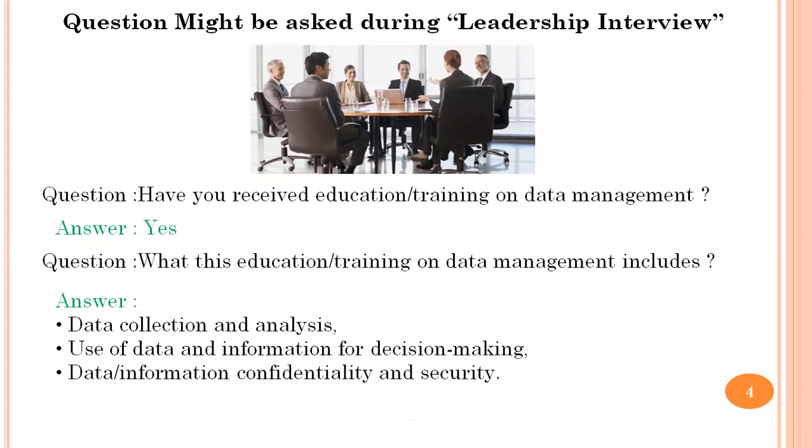Questions might be asked during the leadership interview. Question: have you received education training on data management? You need to answer yes. Question: what does education training on data management include? The answer could be like data collection and analysis, use of data information for decision making, data/information confidentiality and security.